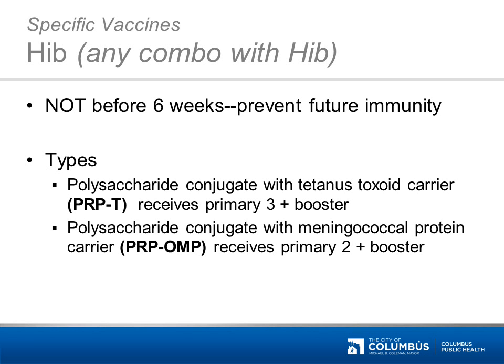The Hib vaccine has a very specific age limitation. It cannot be given before 6 weeks of age because there is evidence that giving the vaccine before 6 weeks of age can prevent the child from making proper immunity to Hib germs in the future. There are 2 types of Hib vaccine on the market now. PRP-T Hib needs a series of 3 doses plus a booster. PRP-OMP Hib vaccine only requires 2 primary doses plus a final booster for a complete series.